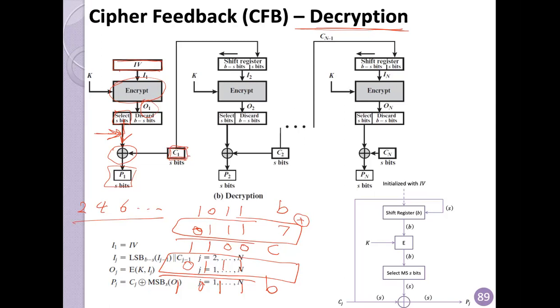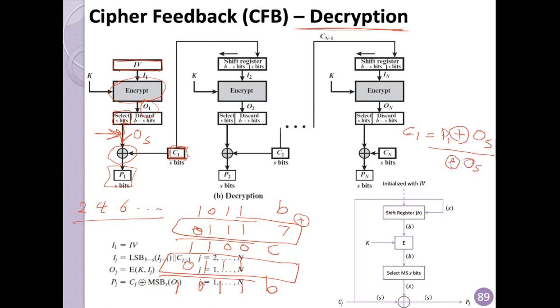So remember what was, let me write the equation. What was our ciphertext? We said that ciphertext 1 is plain text 1 XOR, let's call this output upper S bit, I call it OS. Output OS. What I'm doing here, I'm XORing the ciphertext, which is this, another time with OS.